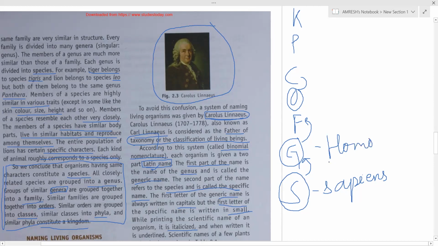So what is the scientific name of human? Homo sapiens. What is the family? It is Hominidae. This one is not important for you, but still. Hominidae. Okay, what is the order? Primata, or primates, you can say.